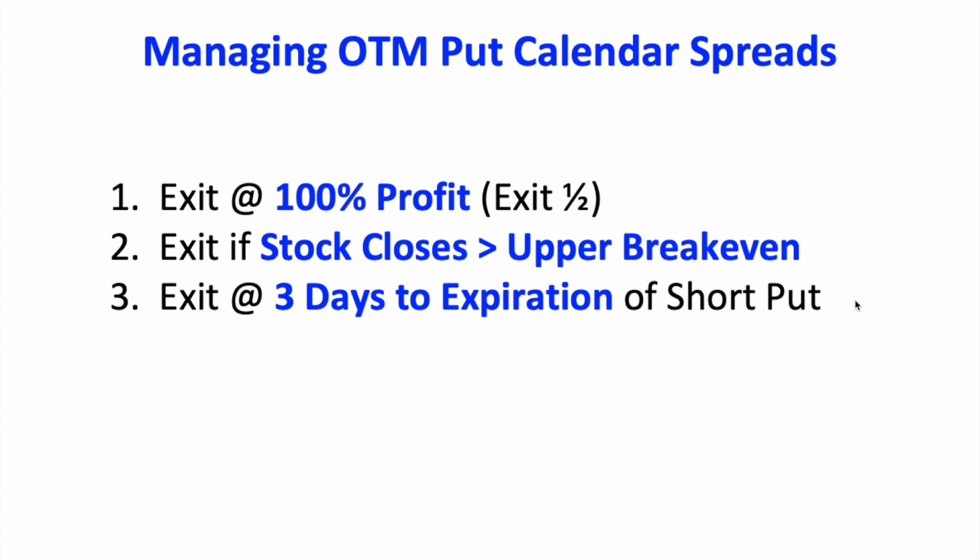Exit if the stock closes above the upper break even. That means this stock is moving the wrong way, and get out. If you do that, you're not going to lose much money at all. So get out if the stock closes above the upper break even. And then as you approach expiration, when you get into the final week, consider exiting on the Wednesday before expiration. That is a good time to exit, and maybe sooner, maybe later, but somewhere during the last week, average 3 days to expiration is a good time to exit.